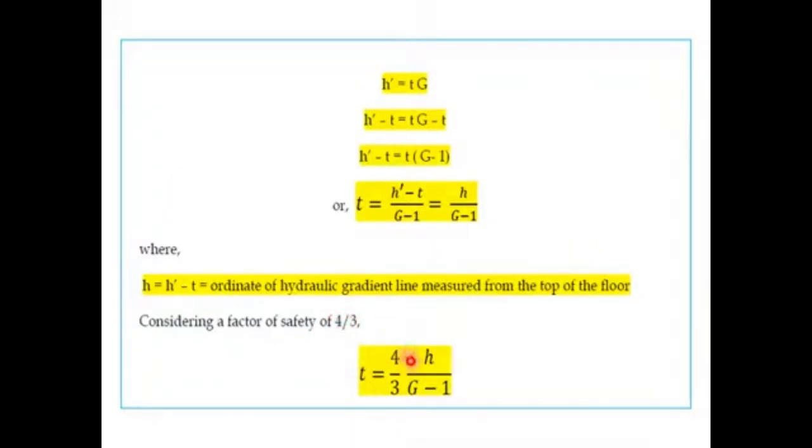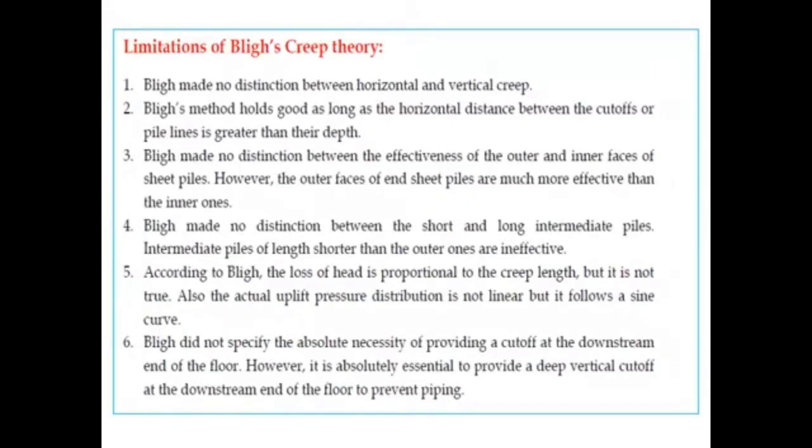So according to Bligh's theory, you can find out the thickness of the floor at any key points of the pervious floor. There are some limitations for Bligh's creep theory. He made no distinction between the horizontal and the vertical creep; he gave the same weightage to horizontal as well as vertical creep. This method holds good as long as the horizontal distance between the pile lines is greater than their depth. And he also made no distinction between the effectiveness of the outer or inner surfaces of the sheet piles.